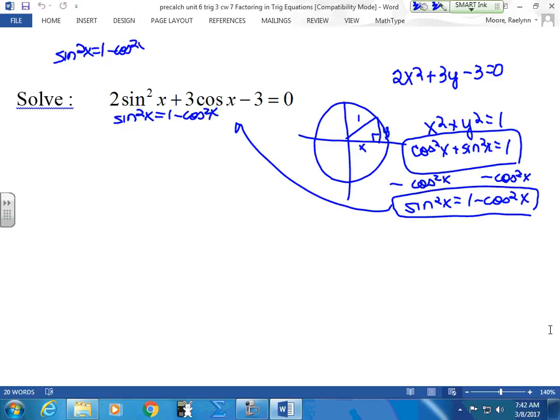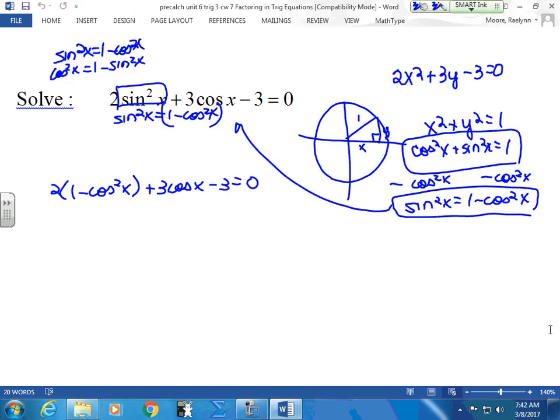There's no getting around this. Those are the two you need. So now if I take out my sine squared and I substitute this in, I get... agree? I just substituted out the sine squared in terms of cosine.